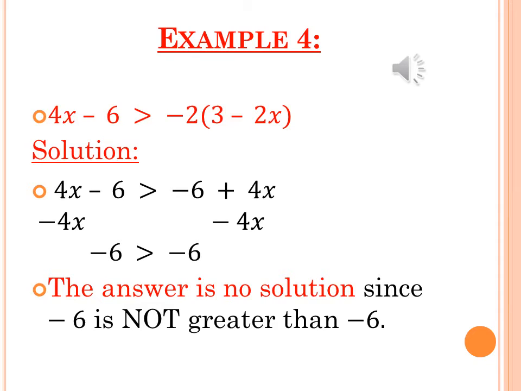Now here in this example, 4x minus 6 greater than minus 2 bracket 3 minus 2x. Open the bracket. So 4x minus 6 greater than minus 6 plus 4x. Add minus 4x to both sides. So the left hand side is minus 6 greater than minus 6. Is it possible? Left is minus 6, right is minus 6, and the inequality is greater. Is that a correct statement? Not correct.